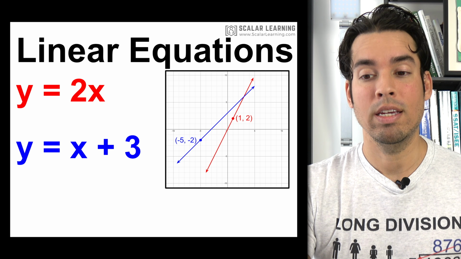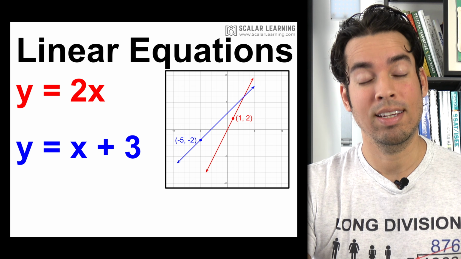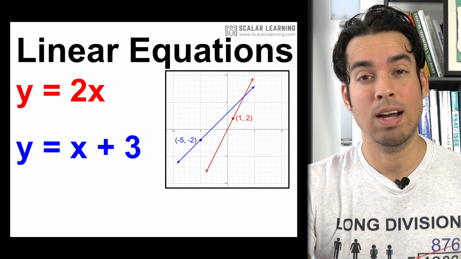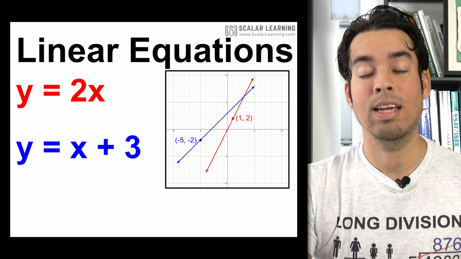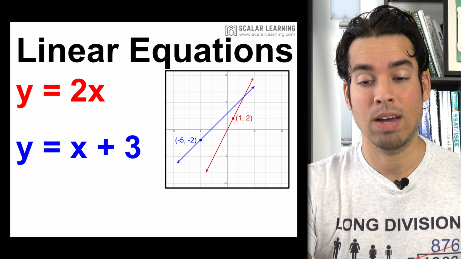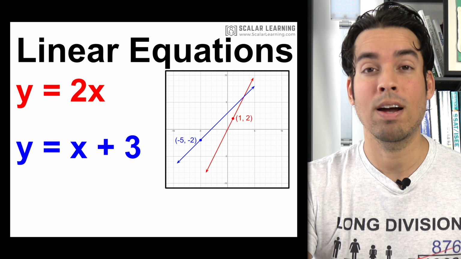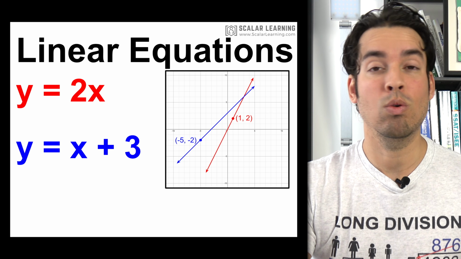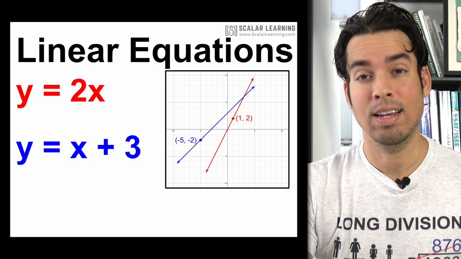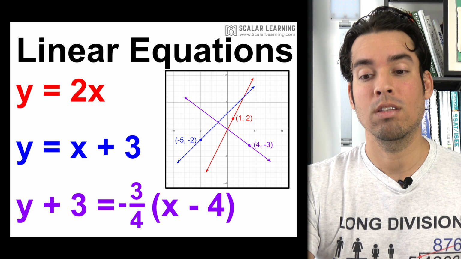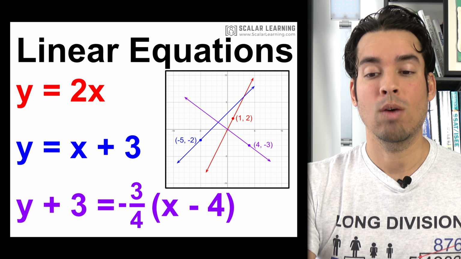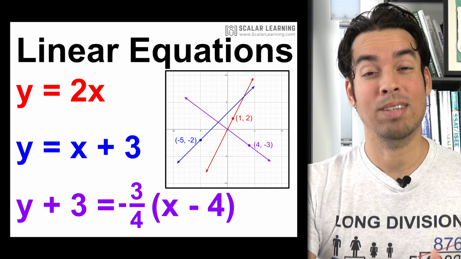Next, we have y equals x plus 3, and notice again I've called out the point (-5, -2). So if I take that x value of -5 and plug it in for x, I get -5 plus 3, which equals the y value of that coordinate, -2. And last but not least, a little bit more complex one, we've got y plus 3 equals -3/4 times x minus 4.